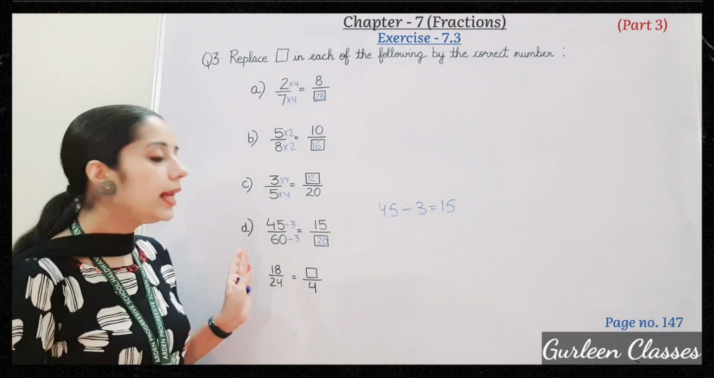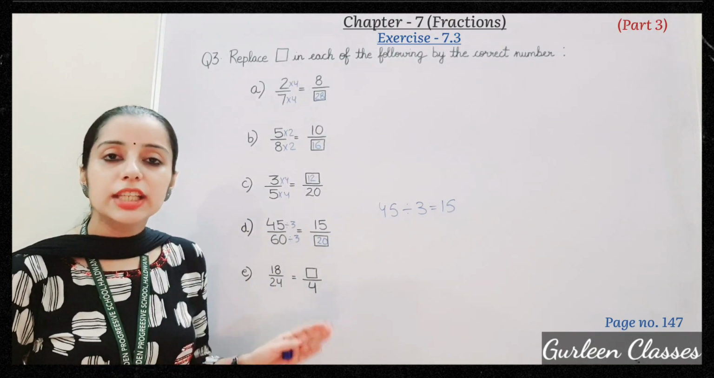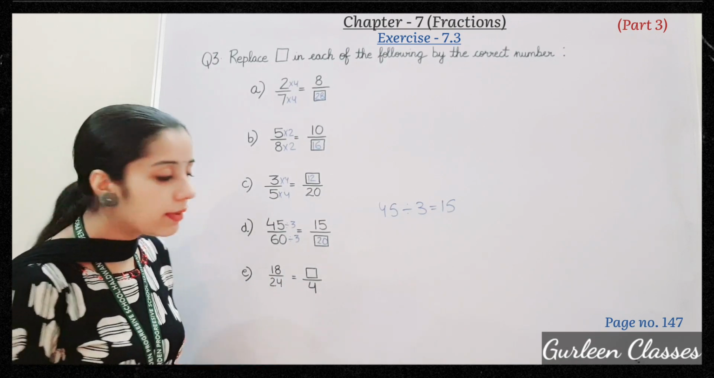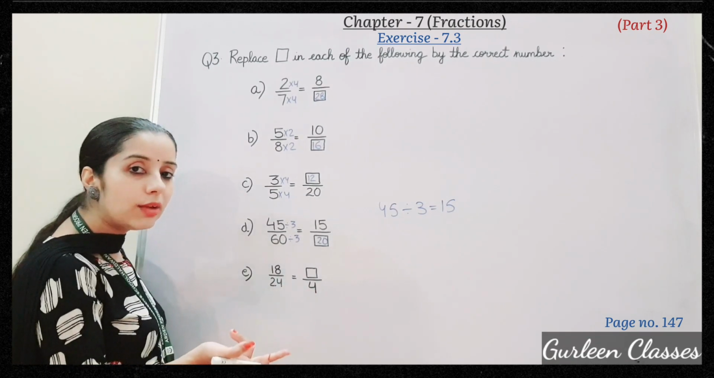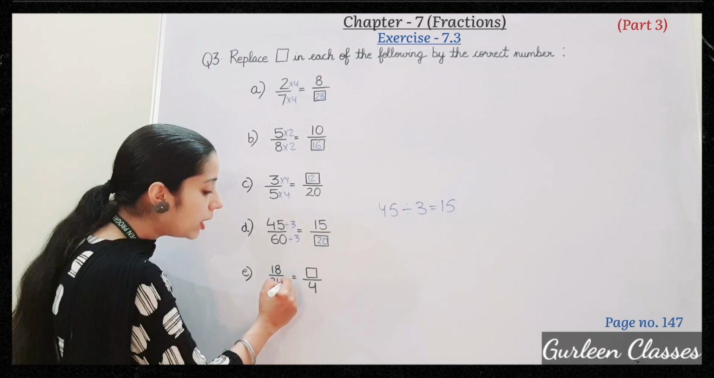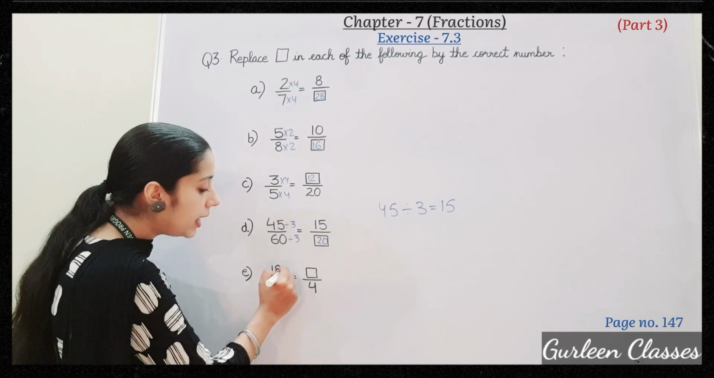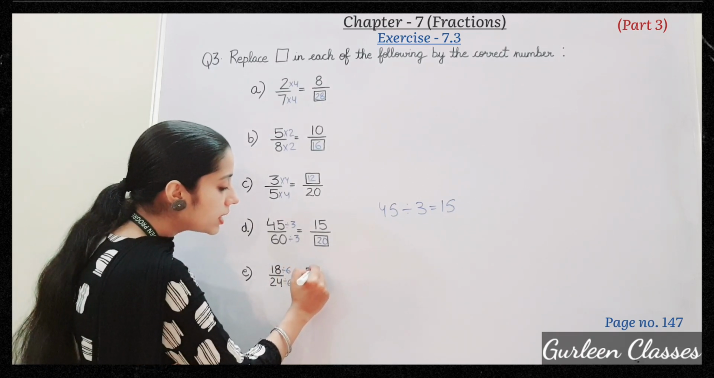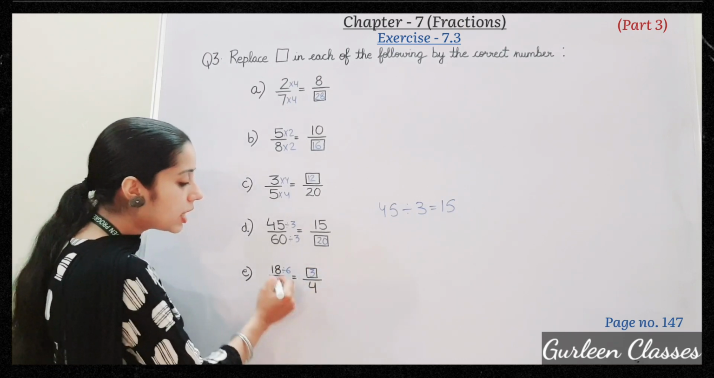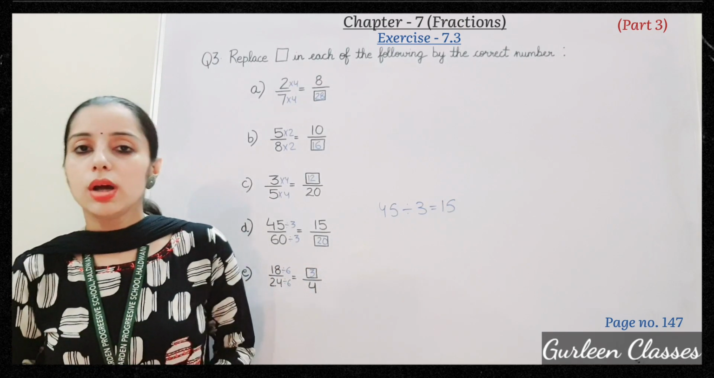Last part, 18 upon 24 is equal to dash upon 4. Again we will divide. 6 4s are 24. So it means you are dividing 24 by 6. You will also divide 18 by 6. 6 3s are 18 and 6 4s are 24. The fraction is 3 upon 4.